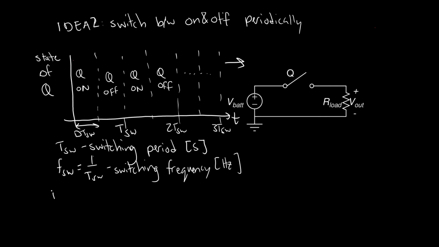So what is D? D is what we call the duty ratio, which is the ratio of the time the switch is on to the full period. T on to T switch, right? So T on just represents the length of time the switch is on, and TSW is the switching period. This is unitless.